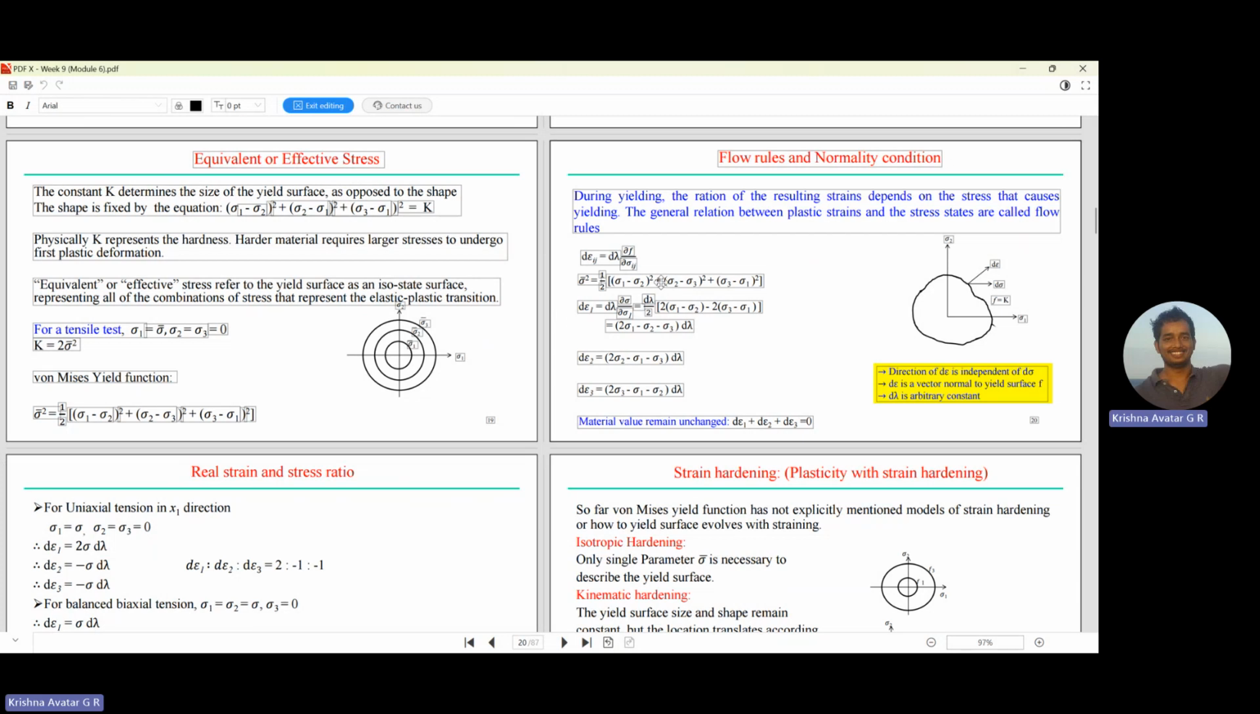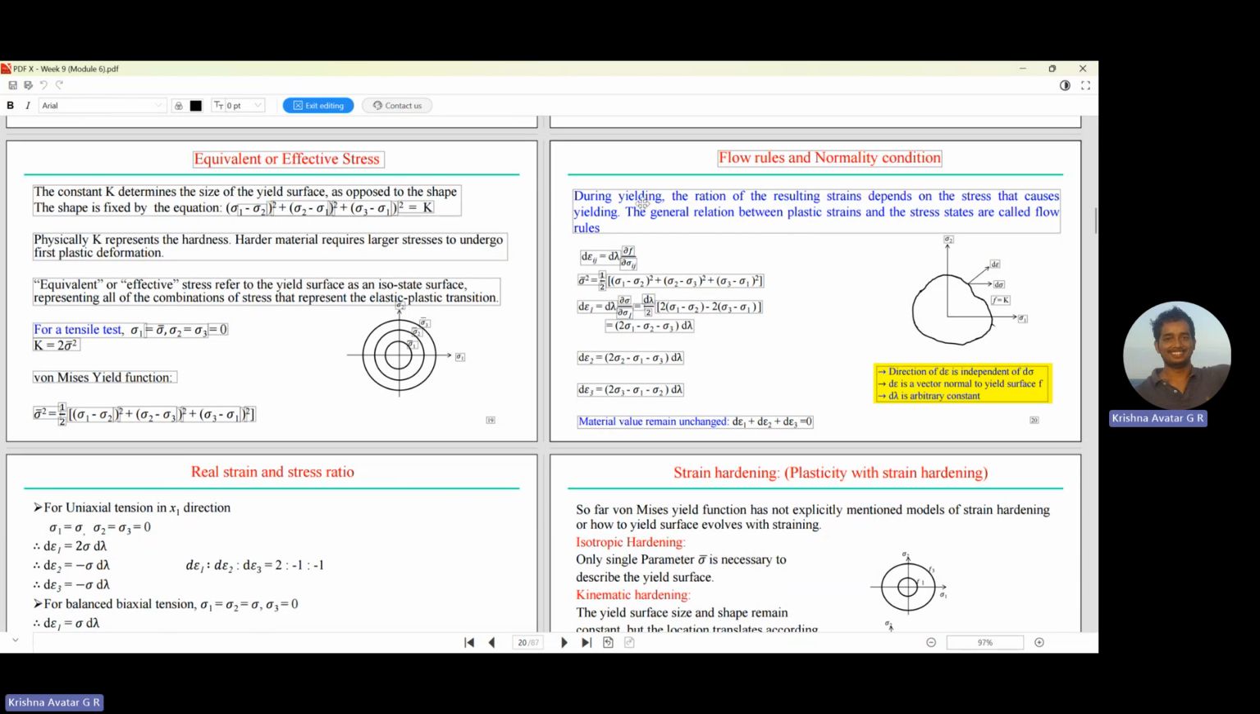So now let's come to the flow rules and normality condition. Going back to this here, the innermost circle will be the least hard, and the outermost circle here will be the most hard material, right?